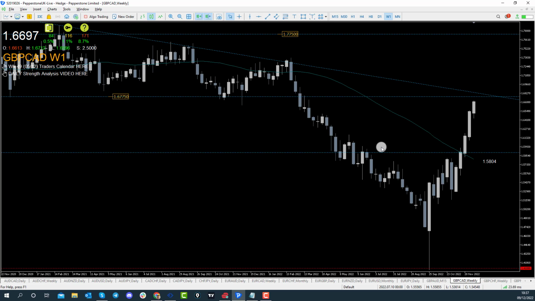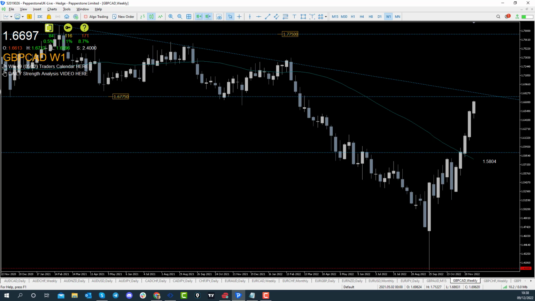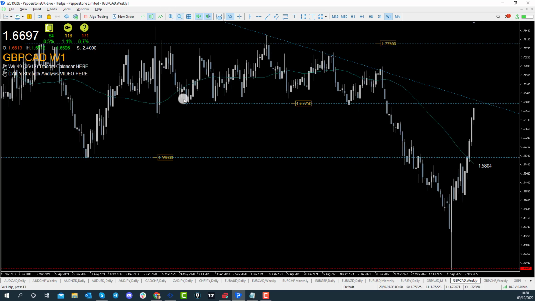We've talked about Kiwi CAD in the past. We talked about Euro CAD as well to the upside, and pound CAD was one of those in question. And you can see pretty much once we formed the low down at the 141 handle, price has now rallied over 2,600 pips to the upside, and we're coming into a key area of interest.